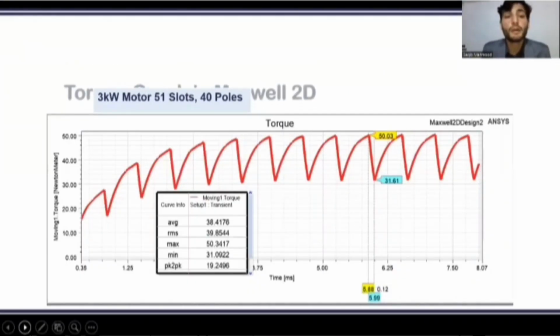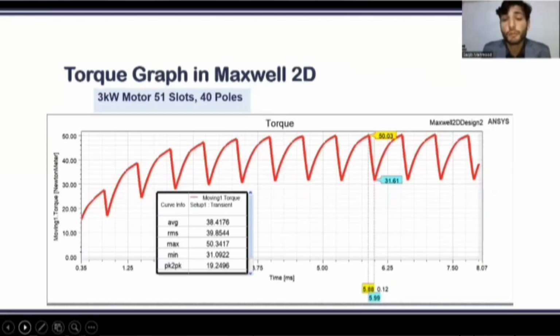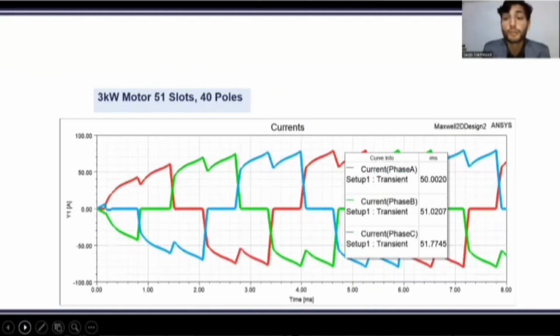So this is the moving torque graph of the 51 slot 40 pole motor, in which we can see that 50 Newton meter is the maximum value and 31 Newton meter is the minimum value. The average moving torque of this model we can take as 38 Newton meter. From this graph, we can calculate the torque ripple: torque maximum minus minimum divided by average, multiplied by 100. So the torque ripple was 50%, which is a pretty high value, and we try to minimize it in the next model.